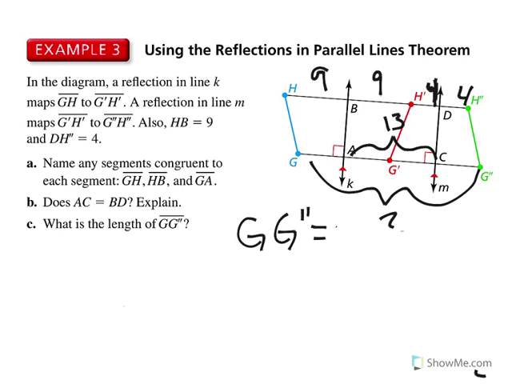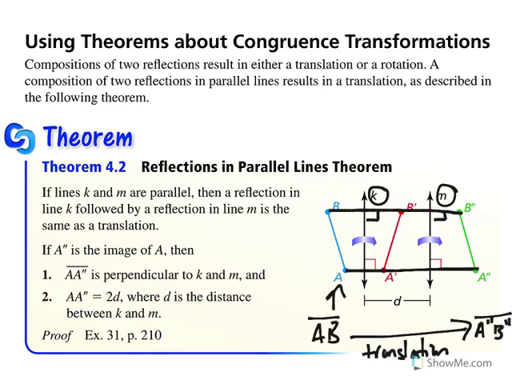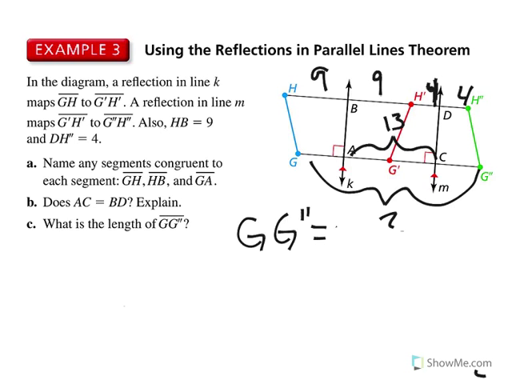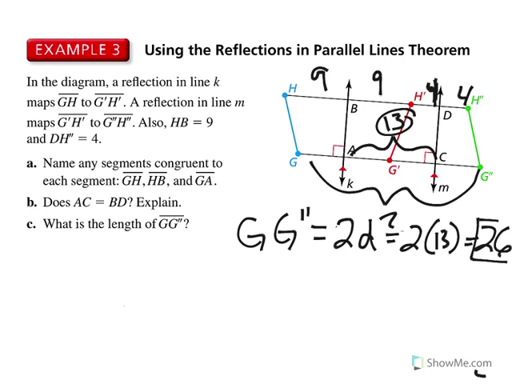And then remember in our last slide, if we go back for a second, the distance between our original, our pre-image, and then our double prime image, it's going to be a distance of 2 times the distance between our parallel lines. So in this case, if our distance between our parallel lines is this 13, G double prime is going to be 2 times that distance. So we're going to have 2 times 13, which equals 26.